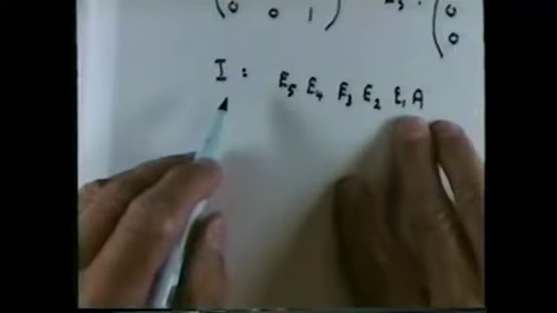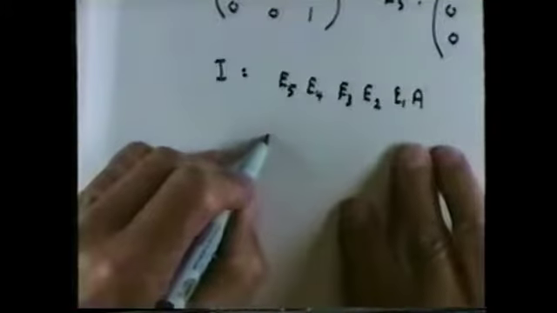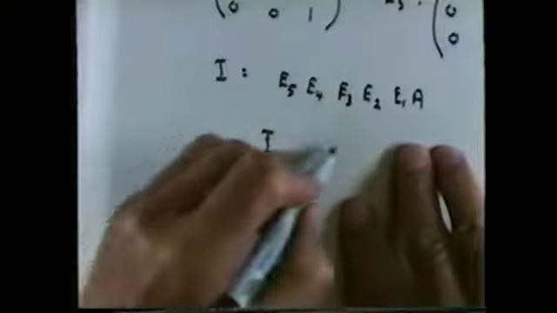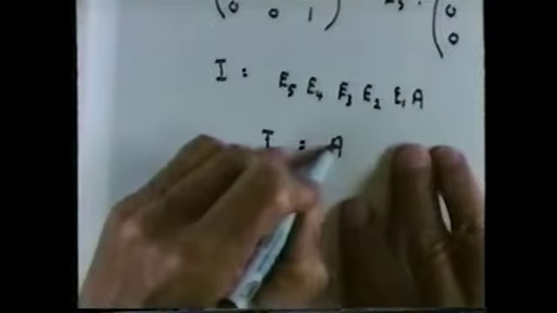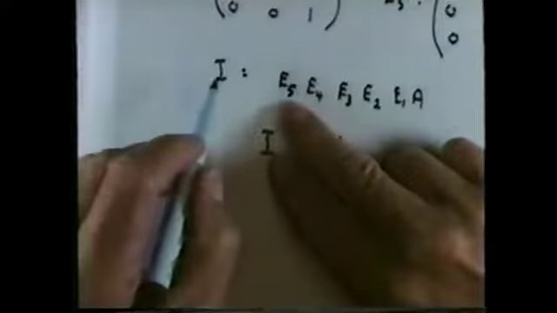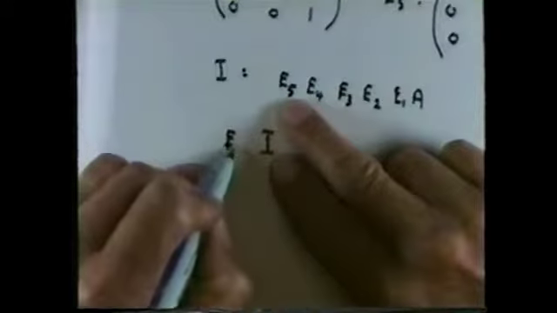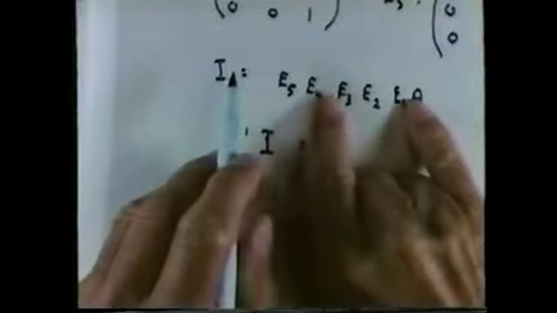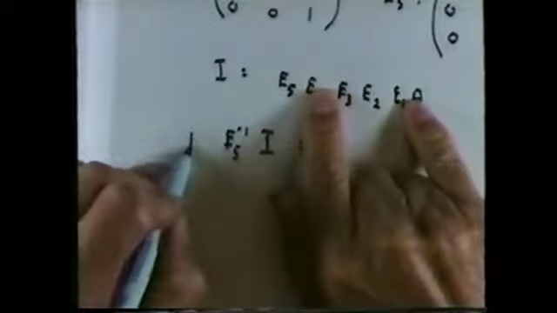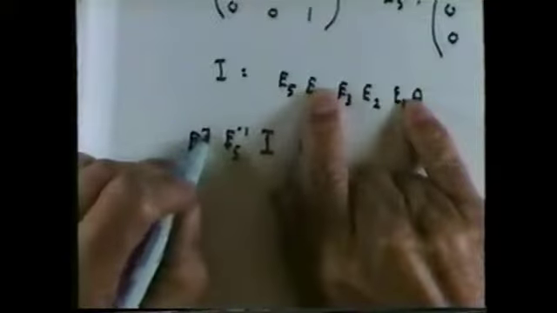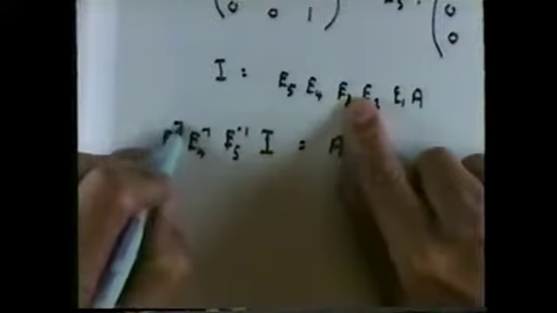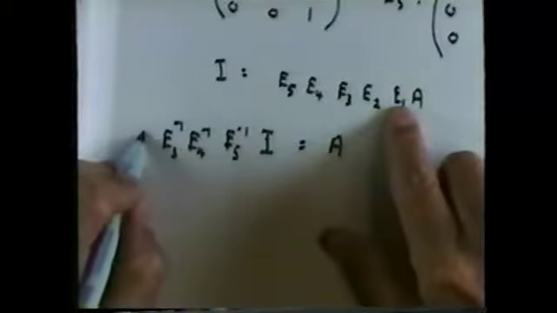Well, to get A, what I'm going to start doing is just start multiplying by the inverses. So we have I, and we have A over here. I'm just going to start multiplying by the inverses. If I multiply by E5 inverse, that leaves me with all this. Then I'll multiply by E4 inverse, leaves me with all this. Multiply by E3 inverse, I'm left with this. Multiply by E2 inverse, then multiply by E1 inverse.